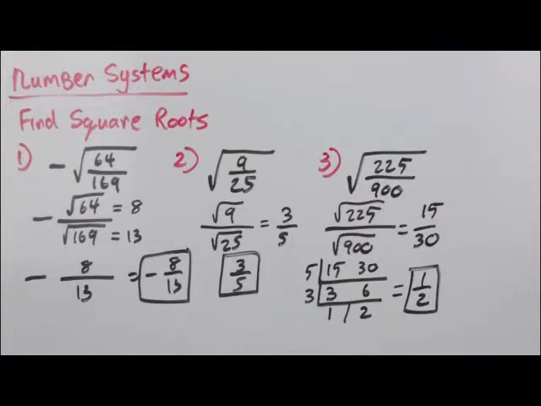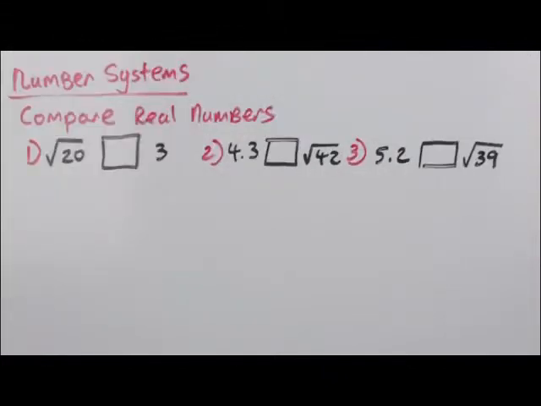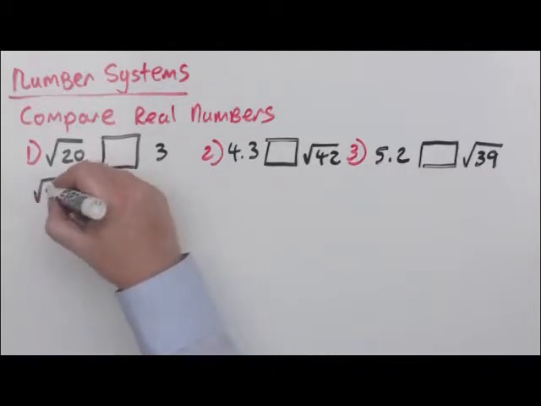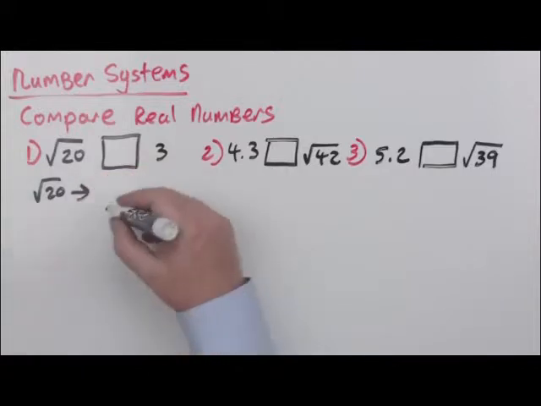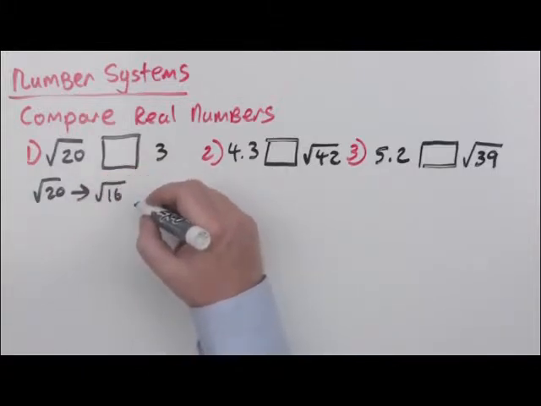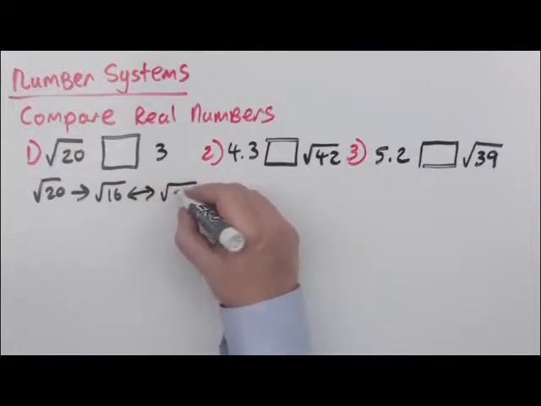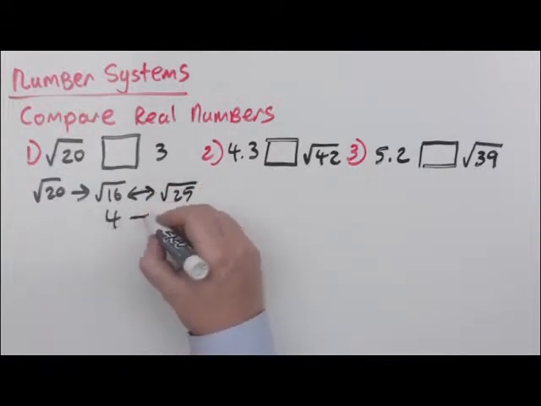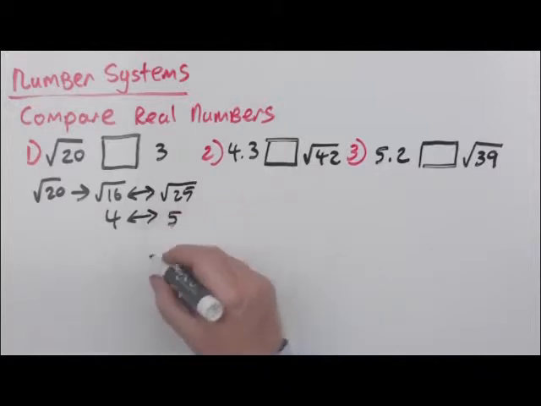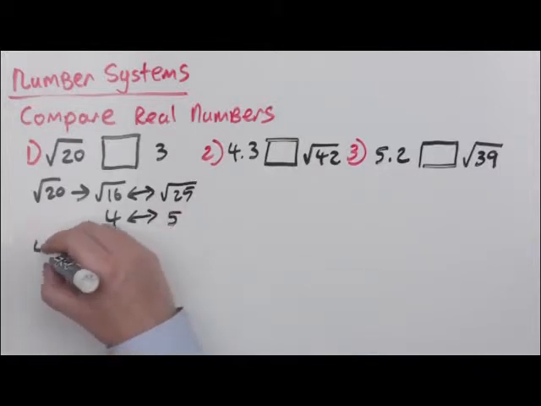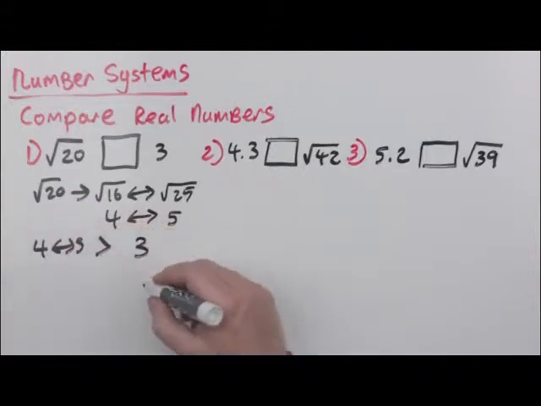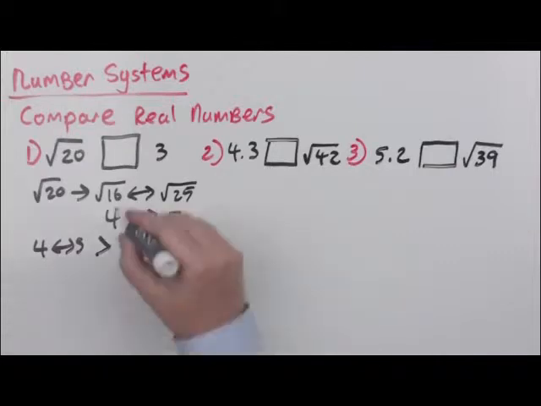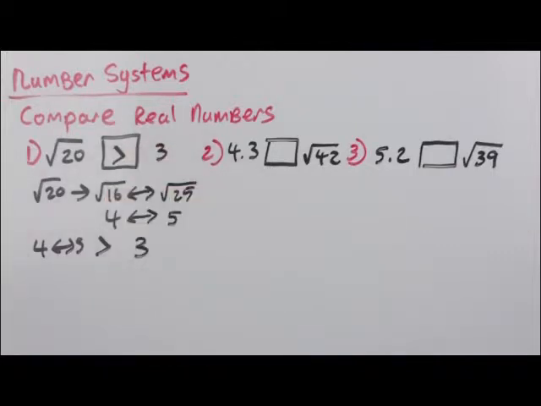Let's look at some examples where we compare real numbers. So here I have the square root of 20. Well, that's between the square root of 16, which is a perfect square, and the square root of 25, because the square root of 16 is 4 and the square root of 25 is 5. So I know that number is between 4 and 5. So let's think about it. 4 and 5 and 3. Well, any number between 4 and 5 is greater than 3. So the square root of 20 is greater than 3.